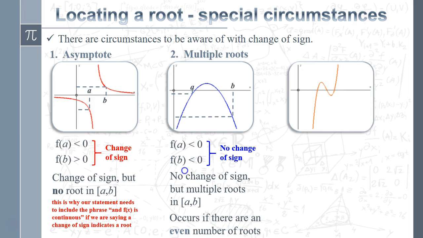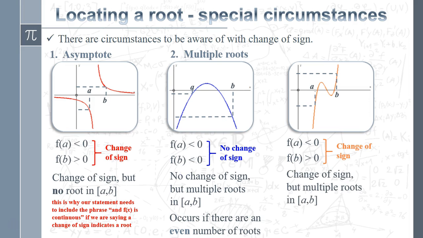And then the alternative to that would be this one, which would pick up, let's say, f of a less than 0, f of b greater than 0. We've got a change of sign in this particular case. So we're okay to say there's a change of sign in the interval, but what we're not getting is the fact that we've got multiple roots. And that one's occurring if there are an odd number of roots.